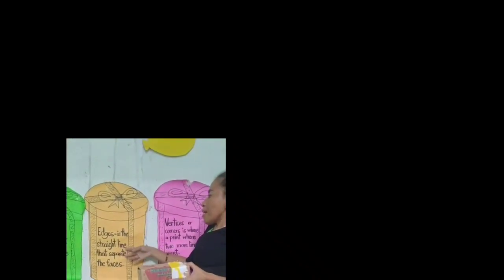And now, the edge is the straight line that separates the faces. This one. Can we count how many edges the cube has? 12. Very good. The cube has 12 edges. So we count it: 1, 2, 3, 4, 5, 6, 7, 8, 9, 10, 11, and 12.